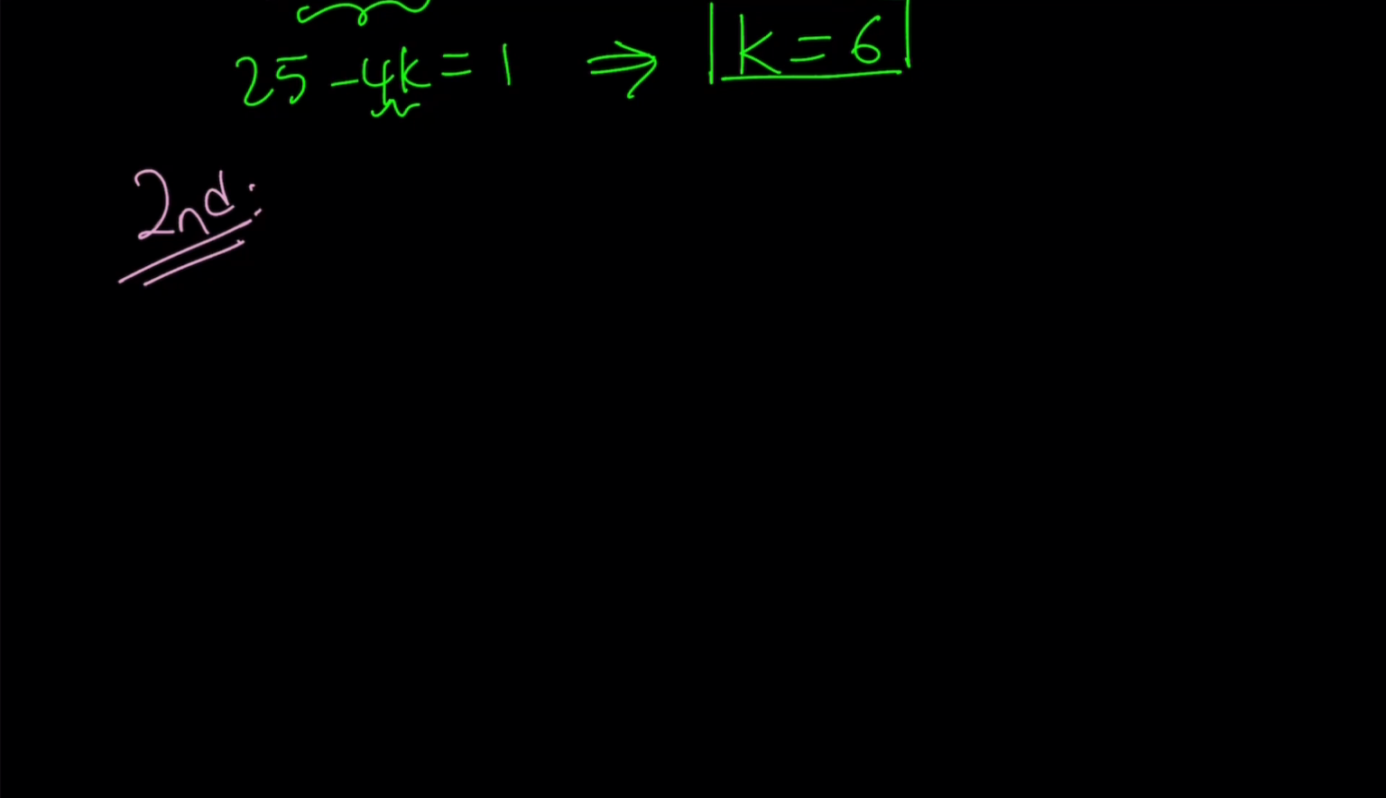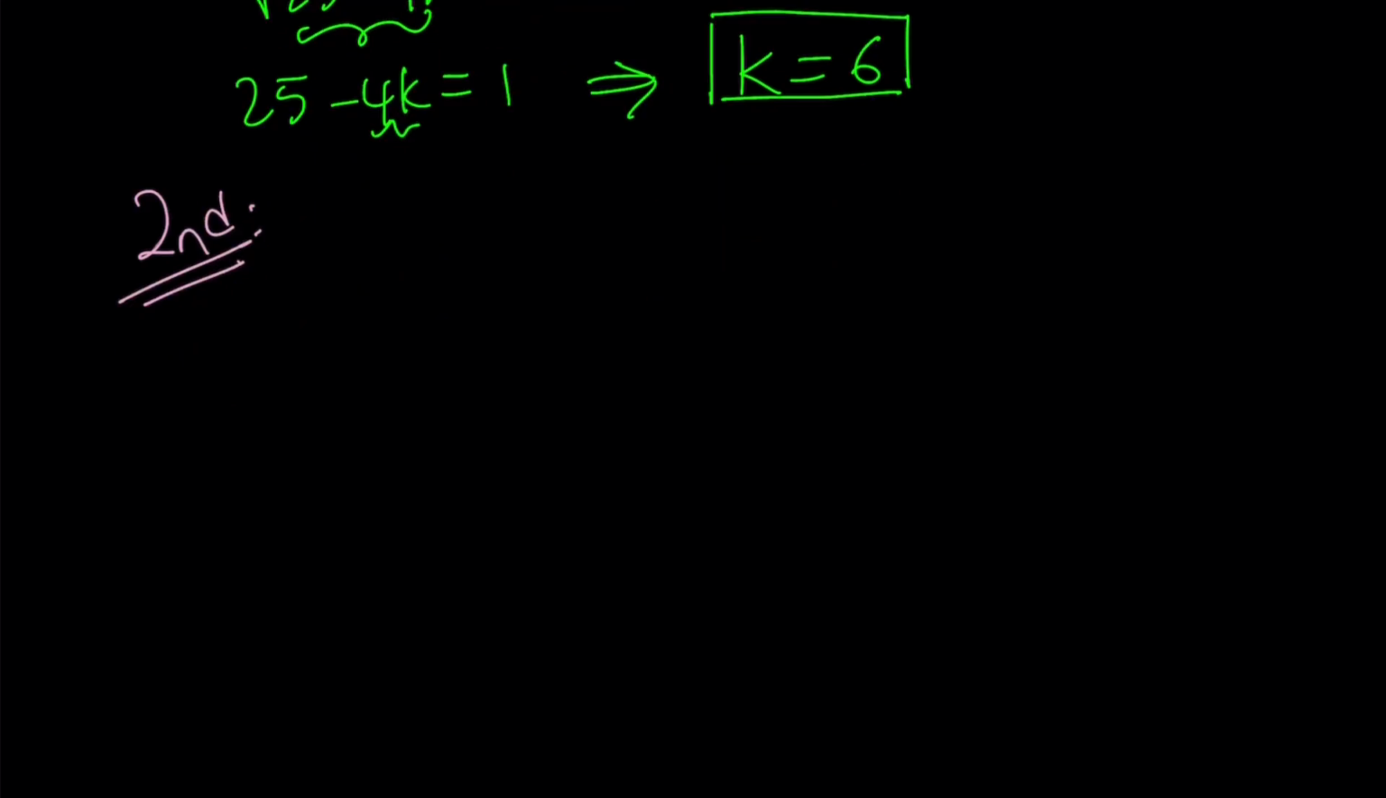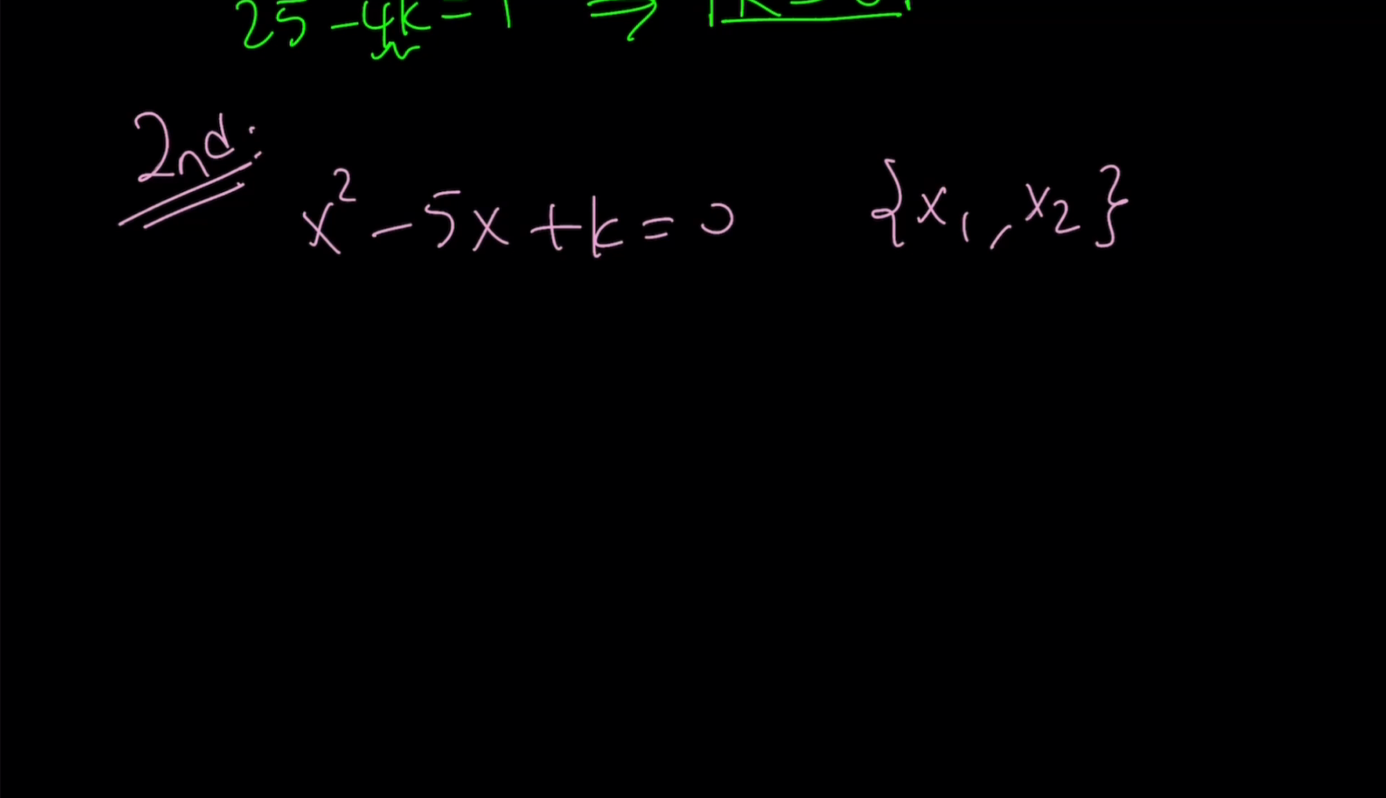Anyways, so my second method is going to depend on the following. We're given that we have an equation which is x squared minus 5x plus k equals 0. And x1 and x2 are the roots, which are also called solutions, right?